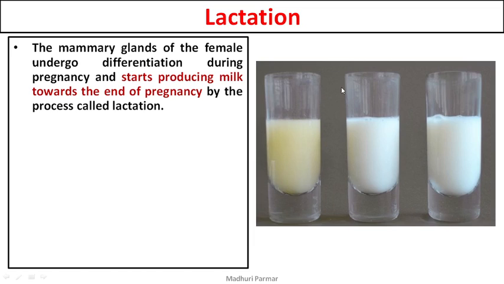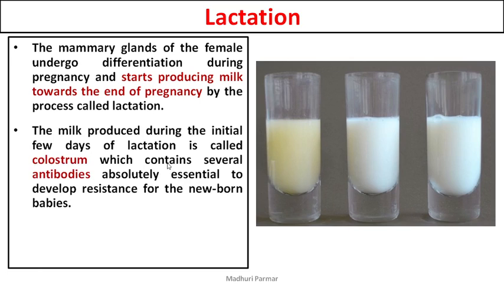Now, after parturition, that is childbirth, the mammary glands of the female undergo differentiation and start producing milk. During the whole pregnancy, the mammary glands are developing little by little. If you know progesterone, it is responsible for the development of alveoli, right? So the alveoli are being developed, the breasts are being developed to be ready after childbirth. As soon as parturition happens towards the end of pregnancy, the production of milk starts. This is known as lactation.